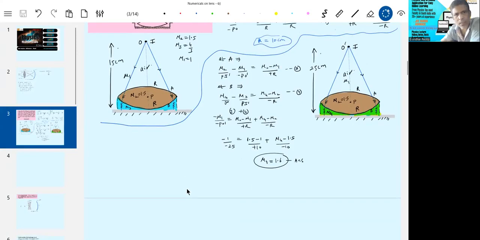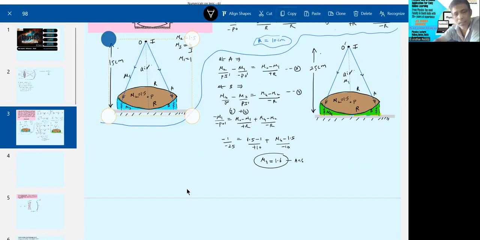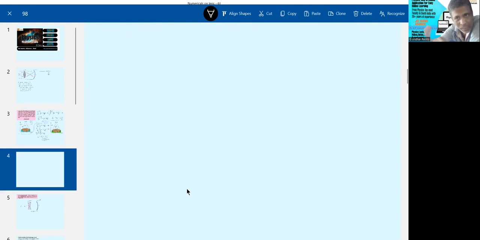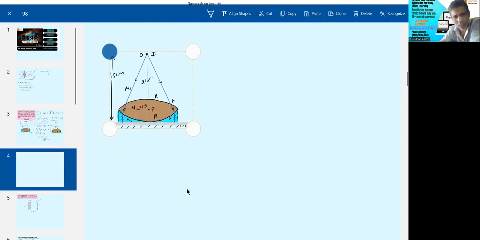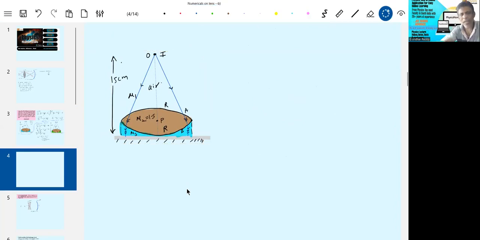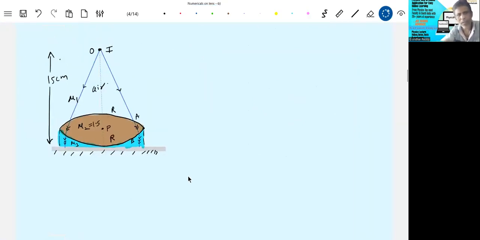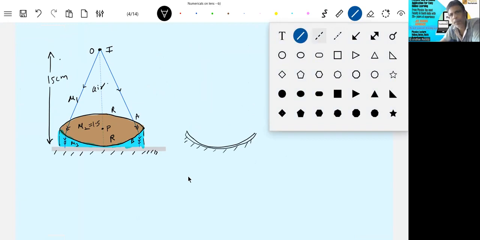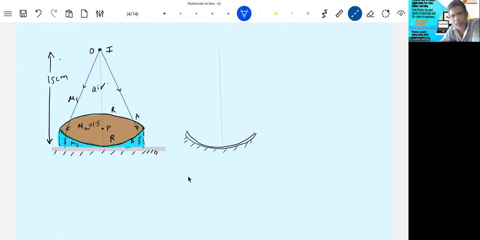What is the other approach? See, nothing wrong. You should analyze the different methods. It's not that you should think in this way only. What is the other approach? If this is the lens, what you can do is replace this everything by such that it should be at the center of curvature of it, so that object and image will be there only.